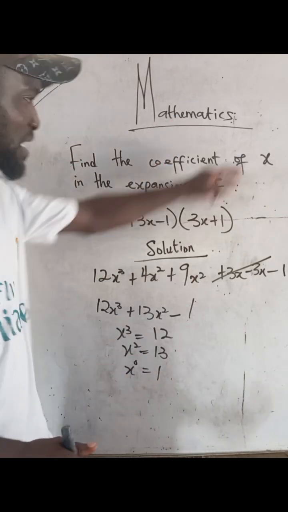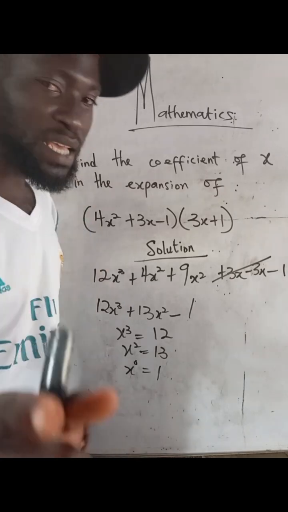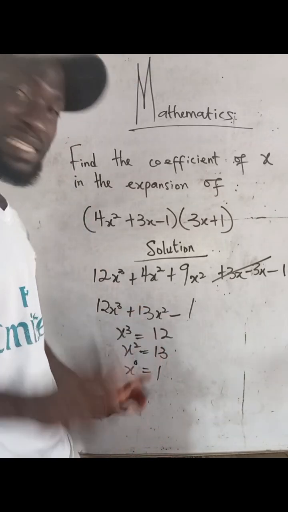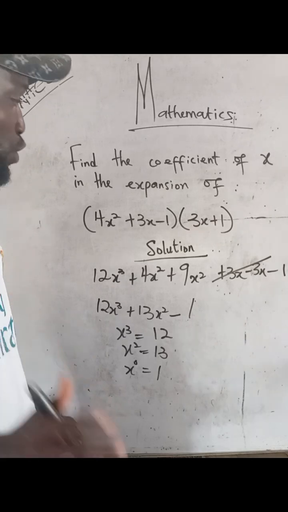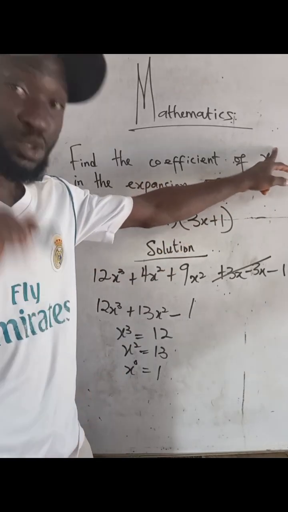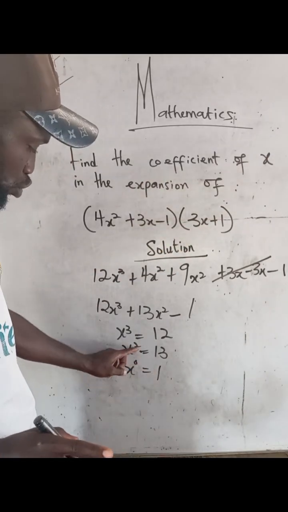But where is the x in this question? There is no x. In any case that you don't have x standing alone, don't forget that there are x's here, but the powers of x differ. So they said x, and the power of this x is 1. So this one is carrying 0, 2, and 3.